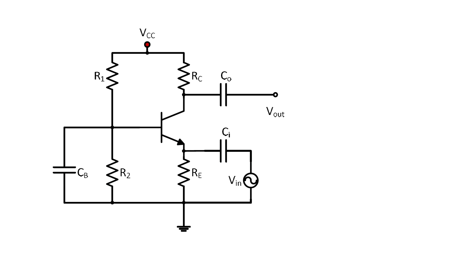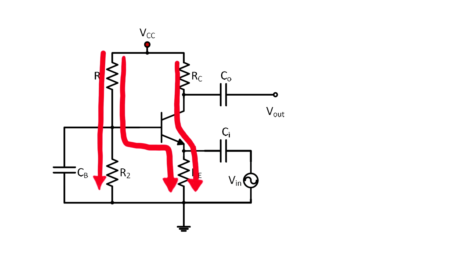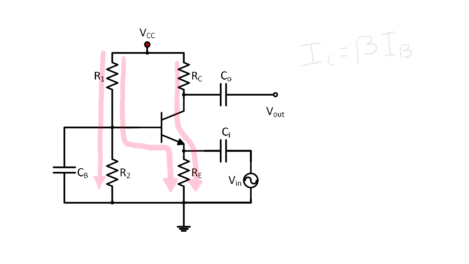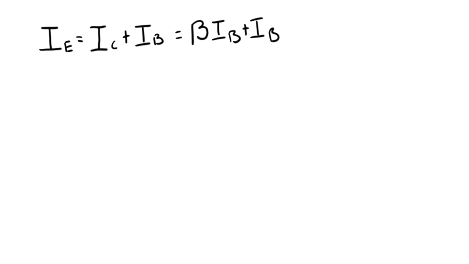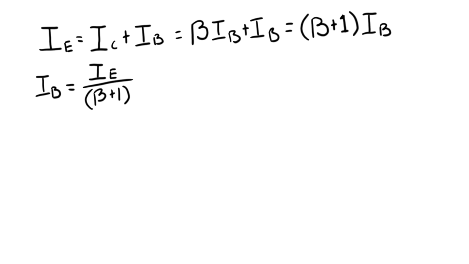Here's a few important things to remember in DC analysis. Each of these paths will add up to 0. IC is beta IB. IE is IC plus IB, which makes it roughly equal to IC. Let's calculate RC. IE is equal to IC plus IB, which is equal to beta IB plus IB, which is beta plus 1 times IB. If I've lost you already, please watch a different tutorial, because the beta plus 1 is very common throughout this entire analysis. This shows us that IB is equal to IE divided by beta plus 1.